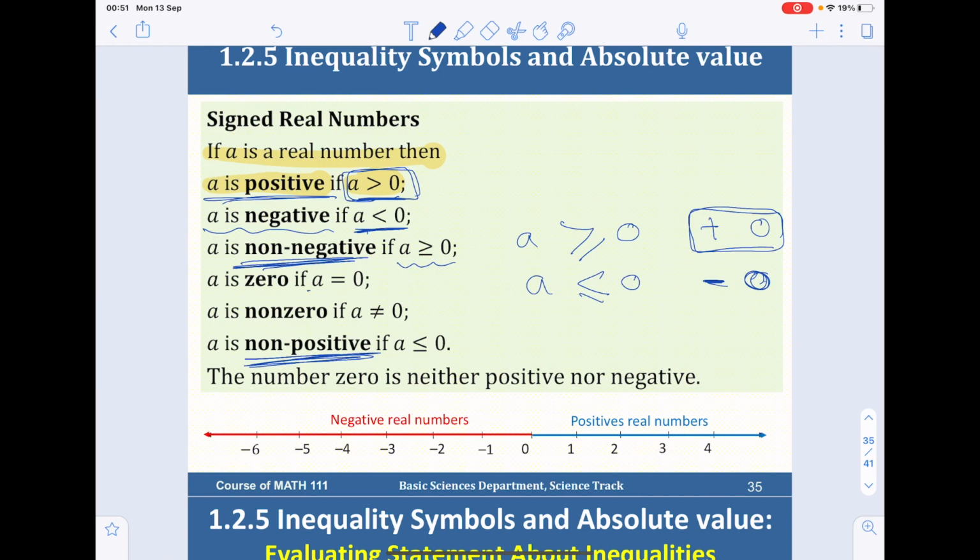If A is 0, I write A equals 0. And if A is not 0, I write A does not equal 0. The number 0 is neither positive nor negative. It is in the middle, and it's not counted among the positive real numbers or the negative real numbers.